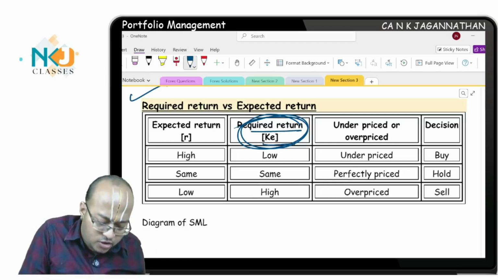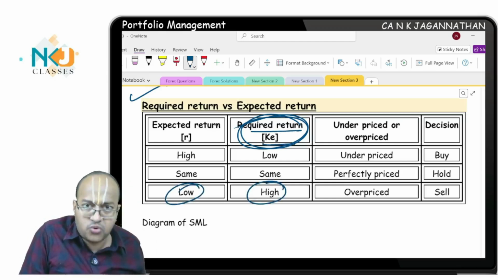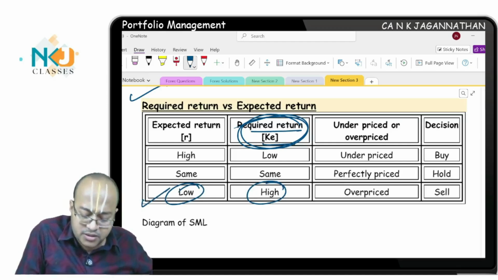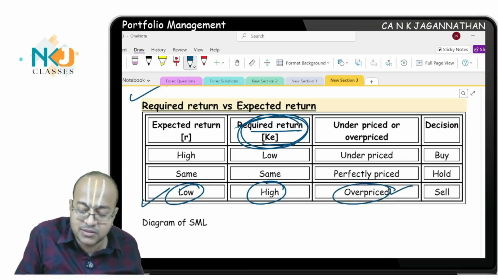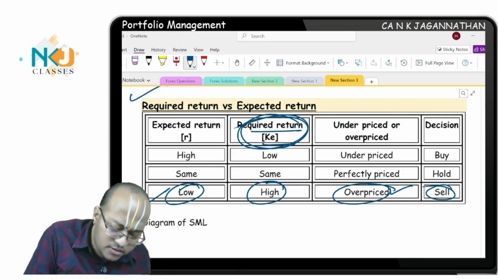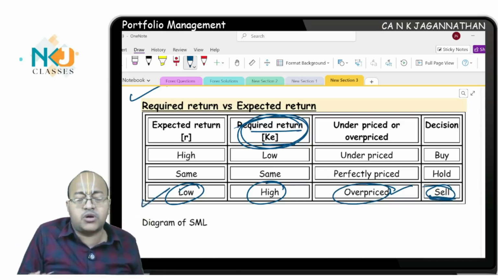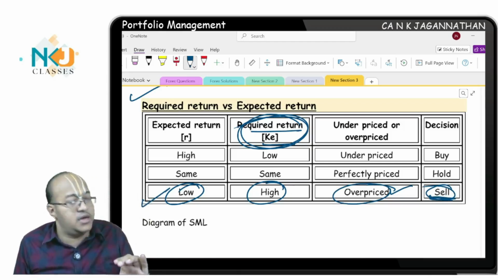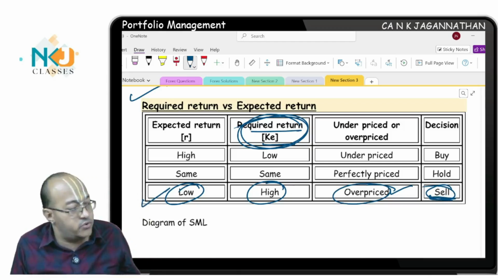Here I have put required rate of return is high, but expected return is low. This is what I showed you in an example. The security is overvalued, overpriced, and hence sell the security. There is no point in investing in the security. Sell I have given because if you already have the security, and your requirement is more than what the security gives, you sell.